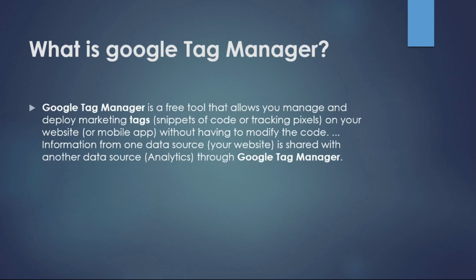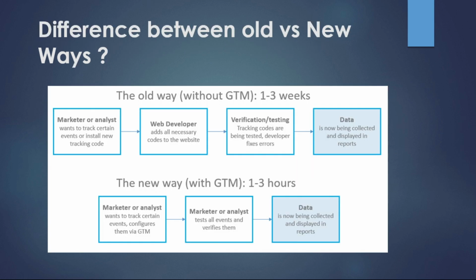So let's go into the technical definition of it. Google Tag Manager is a free tool that allows you to manage and deploy marketing tags, which are the tracking codes, on your website without having to modify the code. Information from one data source is shared with another data source through Google Tag Manager, which was initially being done to the website directly. Now there is an easier way to do it, which is where Google Tag Manager comes right in the center. Let me just break the definition into simpler ways and show you visually how things have changed.